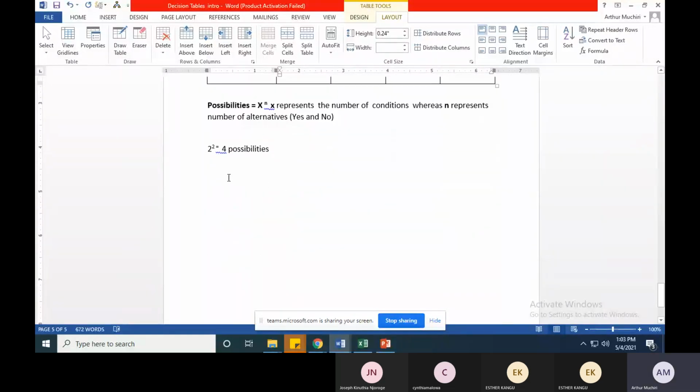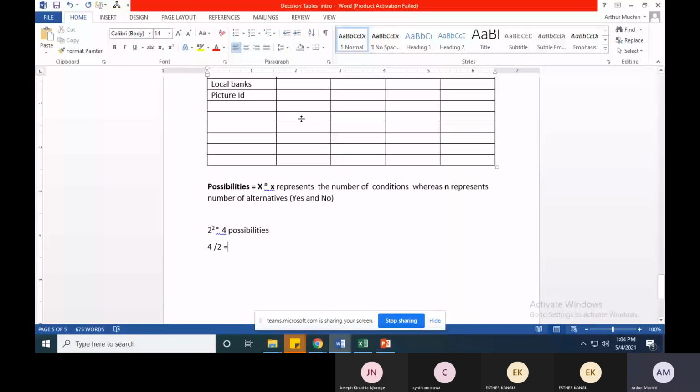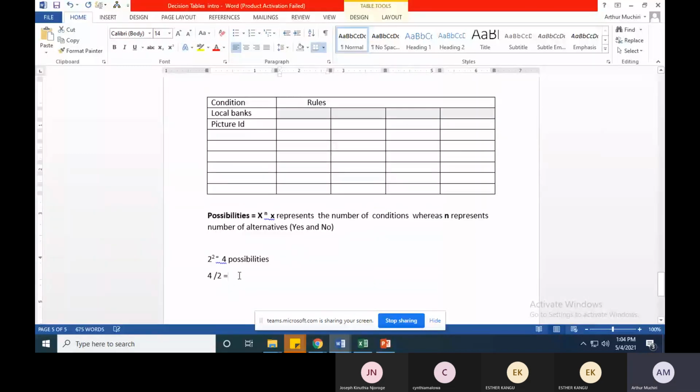Then we usually say this, 4 possibilities. Once you get the 4 possibilities, you have to divide it into 2. So this one, 4, you have to divide it further by 2, because now you have two alternatives. You divide it by 2, which will be the first row. The first row of this decision table will have how many yeses? We'll have here 2 yeses and 2 no's.